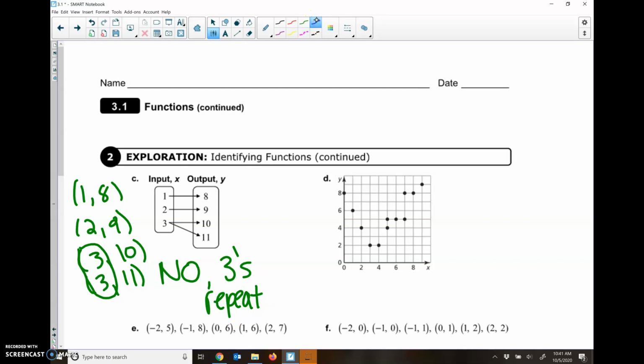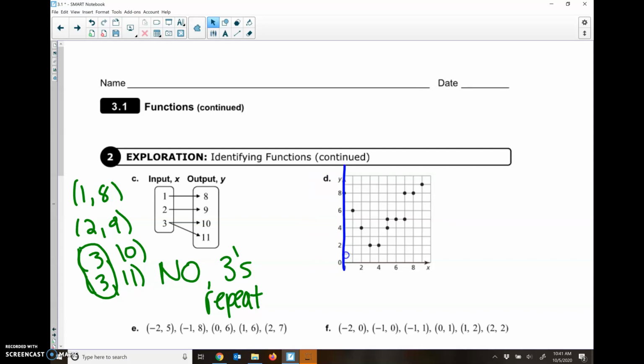With a graph, we're going to do something called a vertical line test. I'm going to take a straight line. Actually, let me just draw one, because I don't know if I can move it then. So here's my straight line. Pretty good. We're going to move that straight line across the graph, and if it touches any point more than one time, then it's not a function.